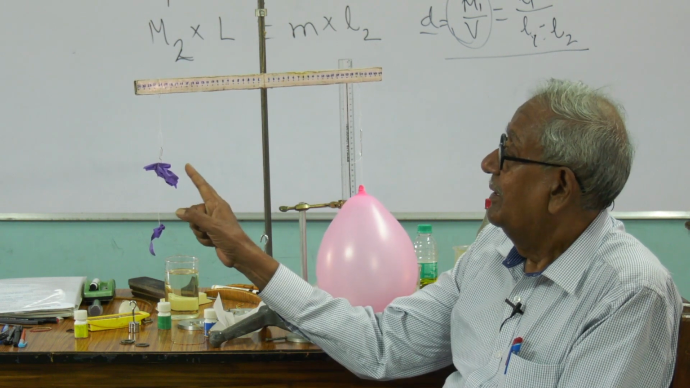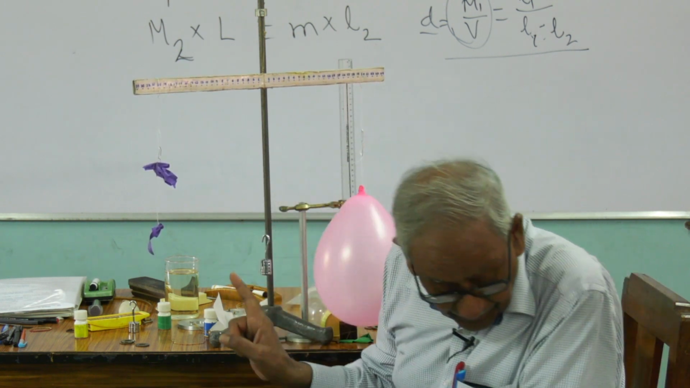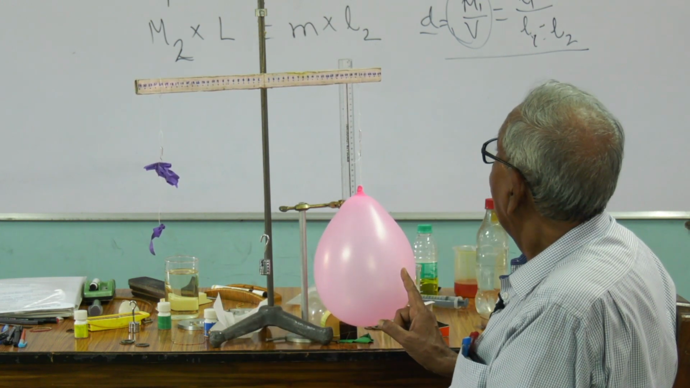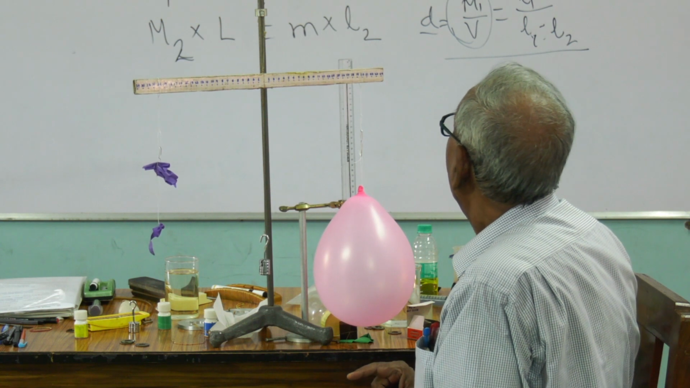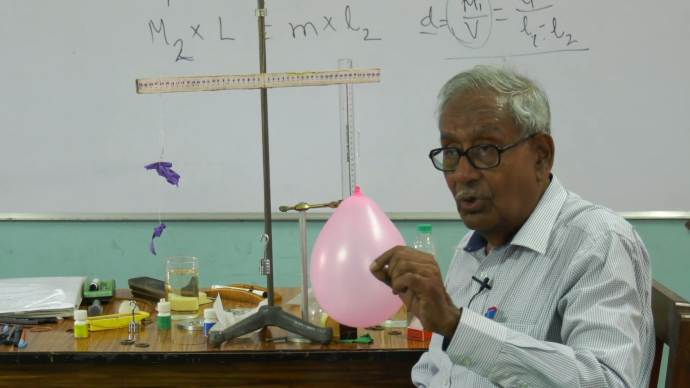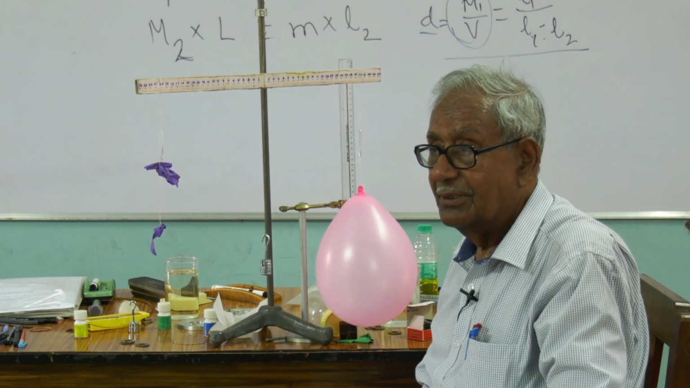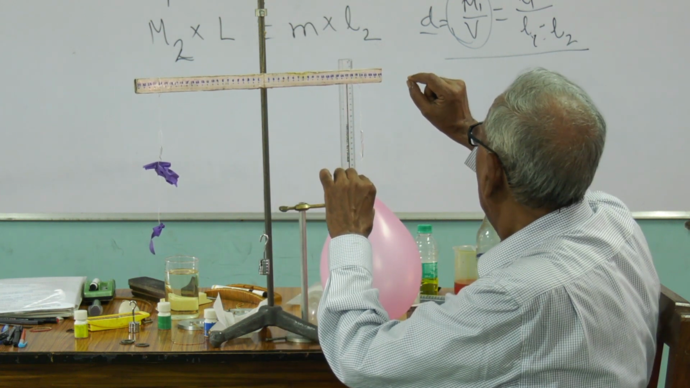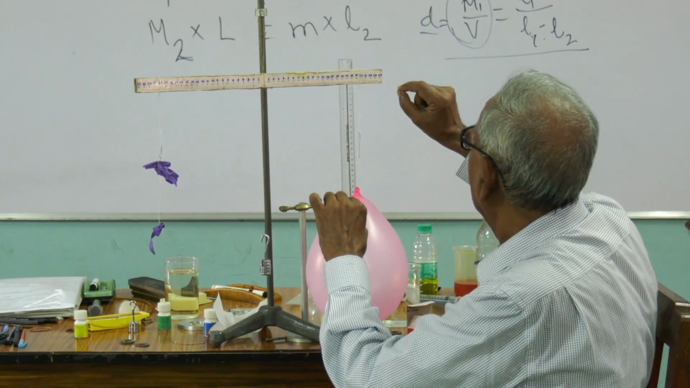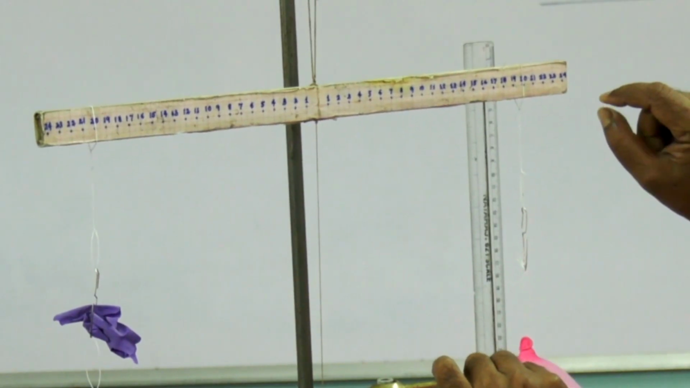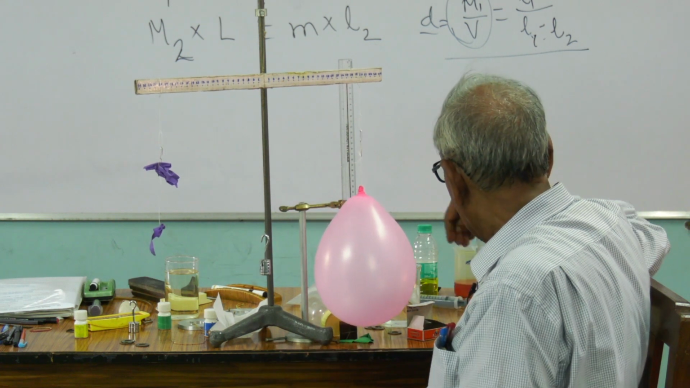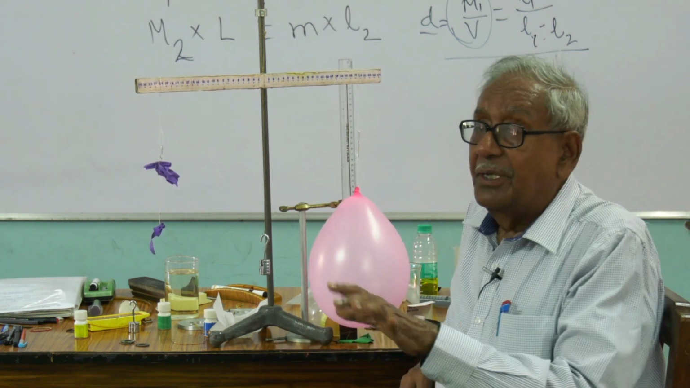No difference. The whole mass of the balloon is here. This has not gone down. But it should have gone down a little bit. I will discuss it later. But first thing is that with about 2 millimeter it has gone down. Just a little bit. Now why? Let us consider that equal.